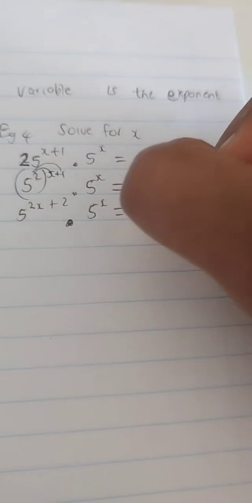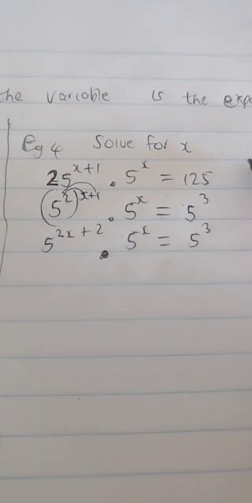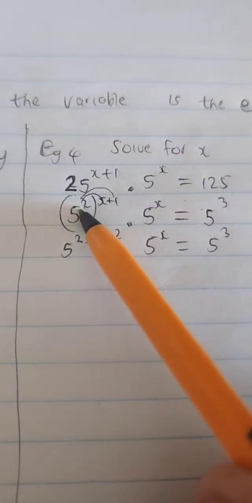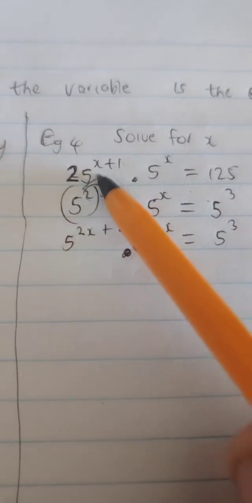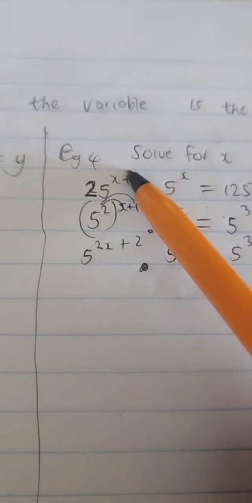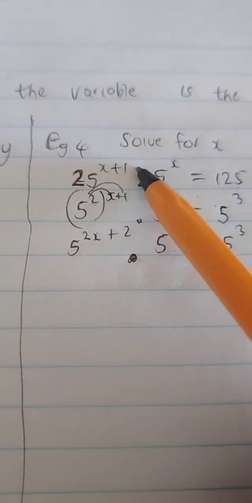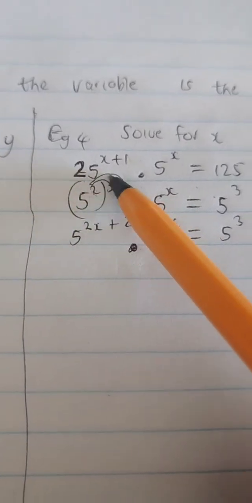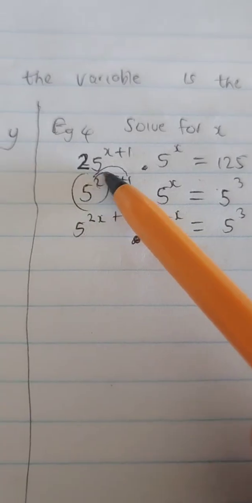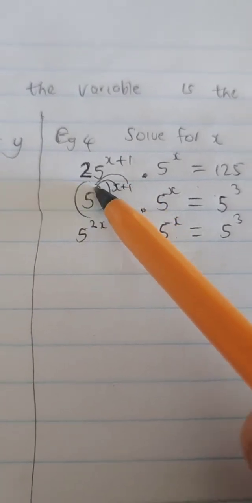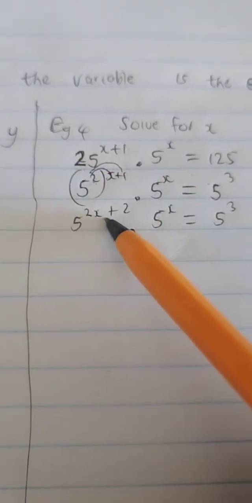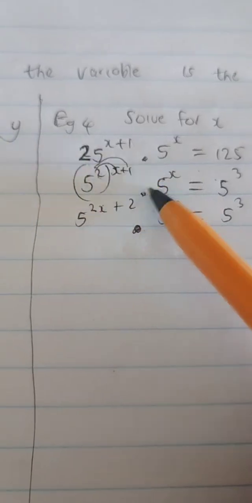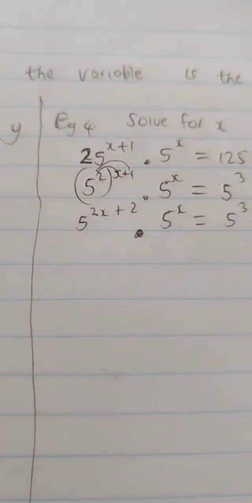Times 5 to the power x is equal to 5 to the power 3. Okay, so let's be careful there. When we change a base where there's an exponential expression, we make sure we put it in brackets. Our change must be in brackets so that we distribute the exponent. And we distribute the exponent, guys, 2 times x, 2 times 1. Please don't distribute just to the x, we distribute to the other term as well.